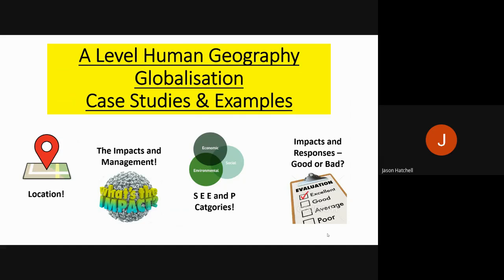So just some of the basics on what case studies and examples aim to actually look at. Obviously location, where you are talking about, the impacts and the management of those impacts in a particular event. SEEP categories, so they are social, economic, environmental, and political impacts or events. And also evaluating and assessing, so were the impacts good or bad, was the response effective or not. So they're the types of things that case studies and examples actually look for.